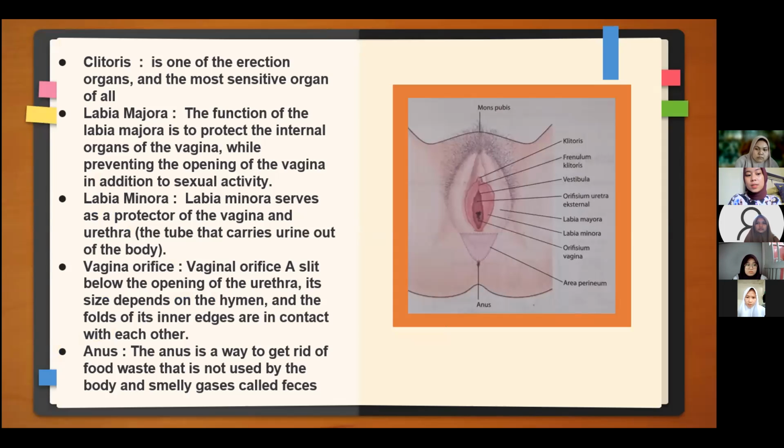the body. Vaginal orifice. Vaginal orifice, a slit below the opening of the urethra. Its size depends on the hymen, and the folds of its inner edges are in contact with each other. Anus. The anus is a way to get rid of food waste that is not used by the body and smelly gases called feces.